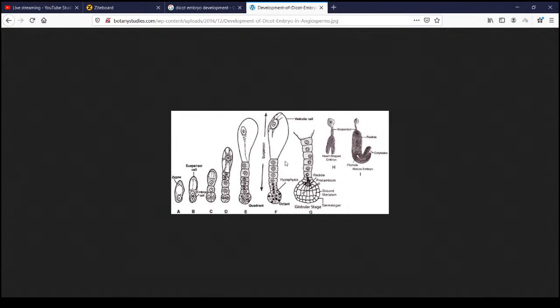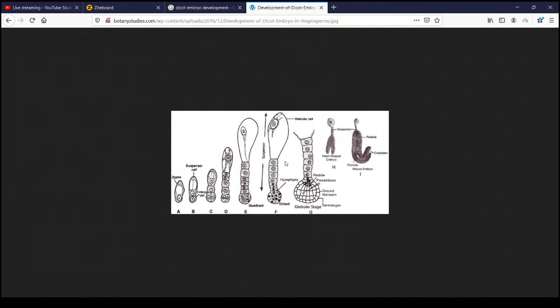Now all the 8 cells of the octant will divide periclinally, which I had explained again, like transverse, not anticlinal division. Periclinally, which will form the outer and inner cells. Now the outer cells will divide further by anticlinal division. It will form a peripheral layer of epidermal cells known as the dermatogen. That is again a good concept.